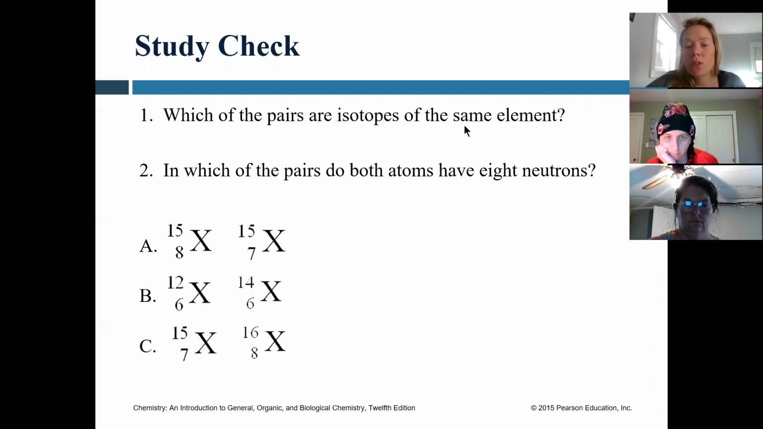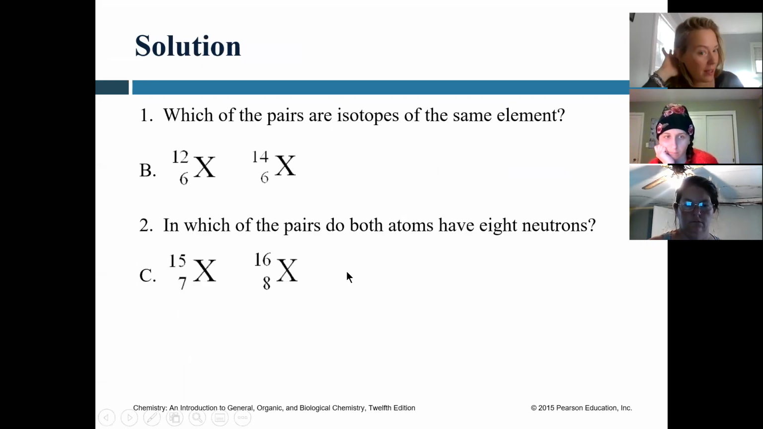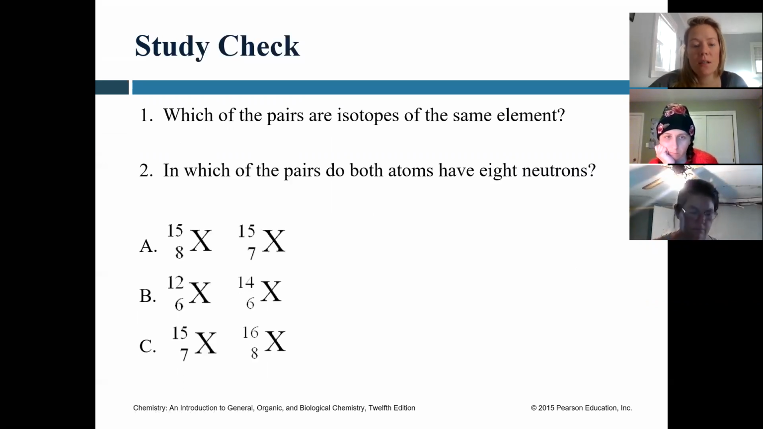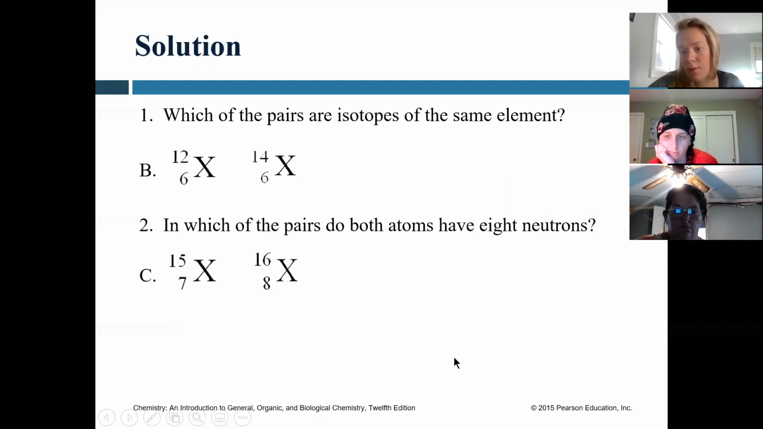In which of the pairs are isotopes the same element? In which of the pairs do both atoms have 8 neutrons? Okay, so I'll go over this. Looking at these pairs, which of the pairs is the same element? B, 6 and 6, right? These both have 6 protons, so it would be carbon. Which one has 8 neutrons? You would have to go through and subtract each of these in order to do that. And it's going to be C. So 15 minus 7 and 16 minus 8. In both those cases, that equals 8. So we have 8 neutrons. They're different materials, but they both have 8 neutrons.